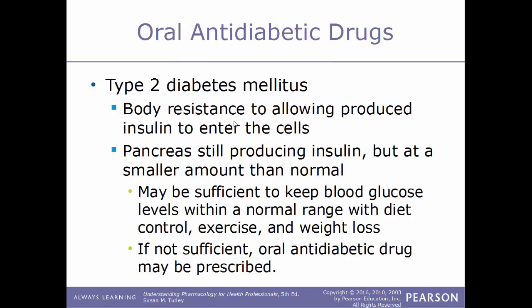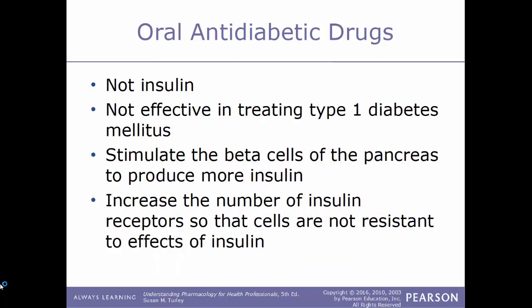All right, now we'll talk about oral antidiabetic drugs. When it comes to type 2 diabetes mellitus, the pancreas still makes insulin, but in smaller amounts than normal. Or there could be a situation where the body is resistant to allowing the insulin that is produced from entering the cells. Now, it may be sufficient to keep the levels of blood glucose within the normal range, with some controls on the patient's diet and exercise and weight loss. Now, if this can't be controlled through those steps, then an oral antidiabetic drug may be prescribed.